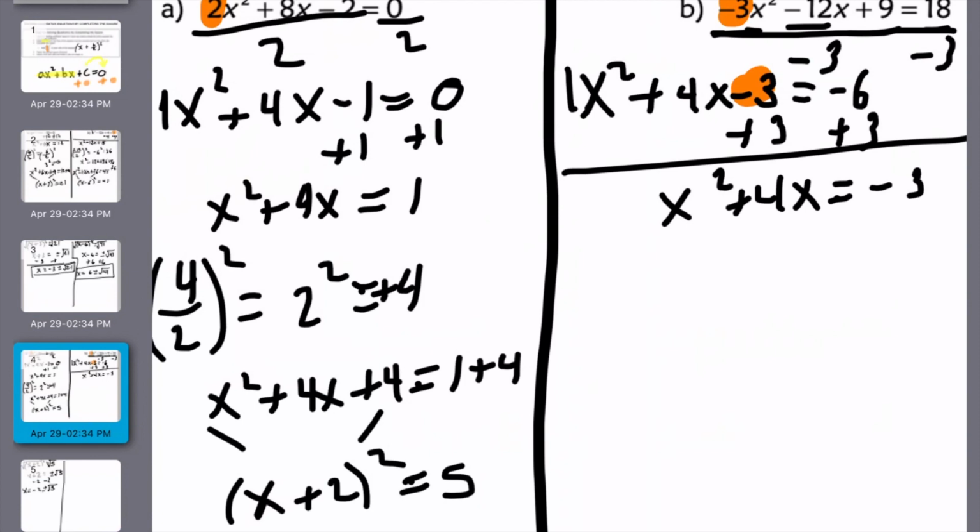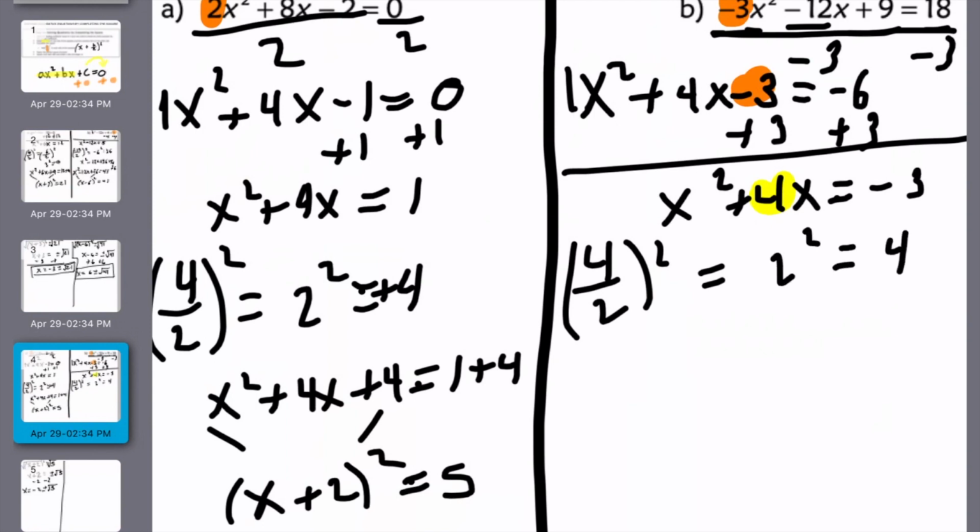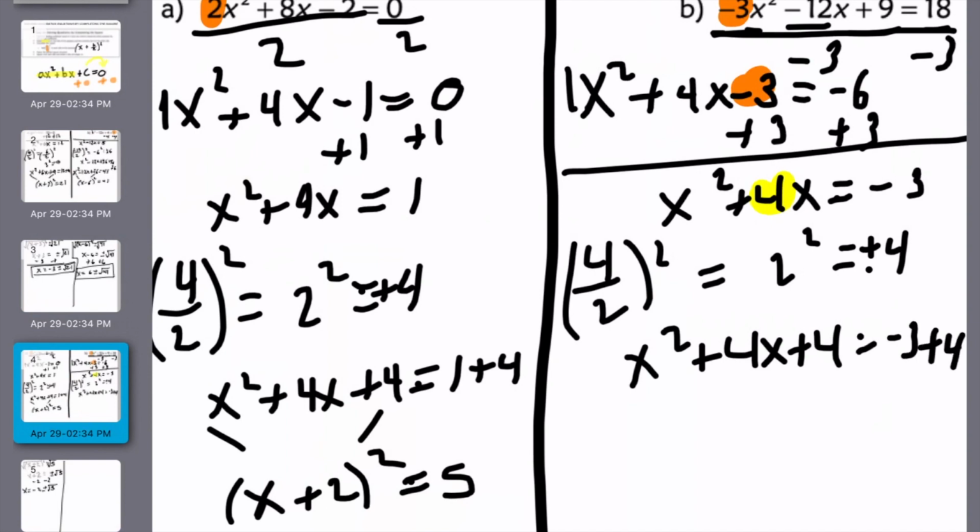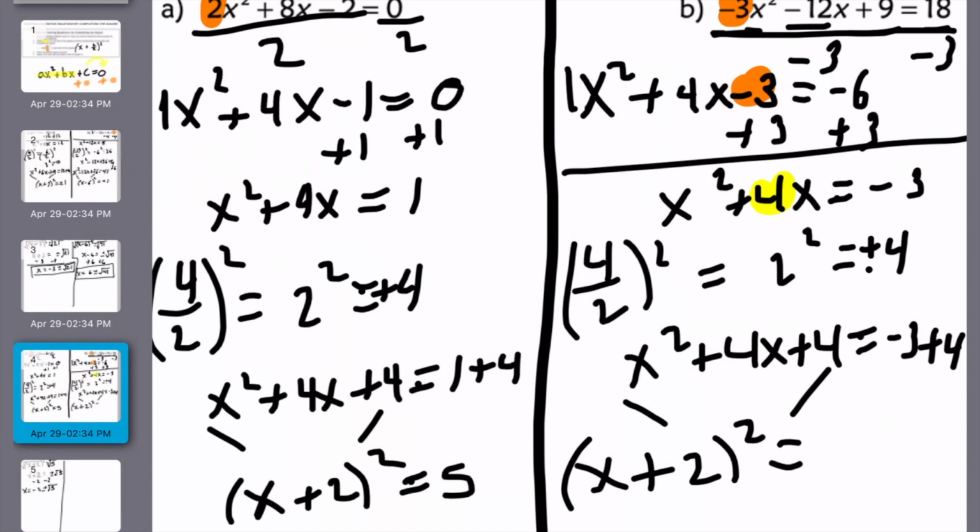So now I take my b and divide it by 2 and square it. So I get, let's see, 2 squared, which is equal to 4. So again, I need to add 4 onto both sides. So I'm going to have x squared plus 4x plus 4 equals -3 plus 4. So this factors down into being (x plus 2) squared equals 1.